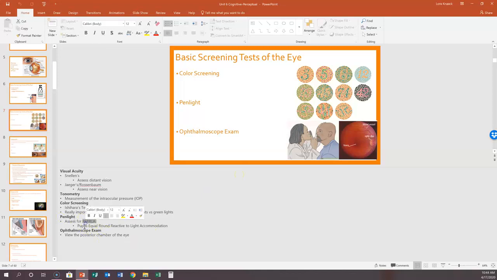Pen light. So we check for PERLA, right? That the pupils are equal, round, reactive to light and accommodation.